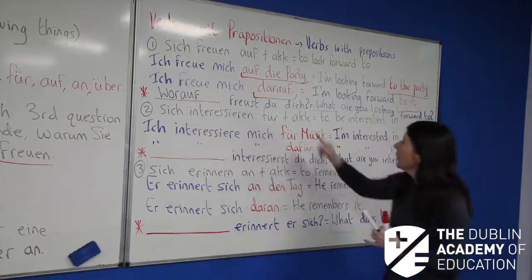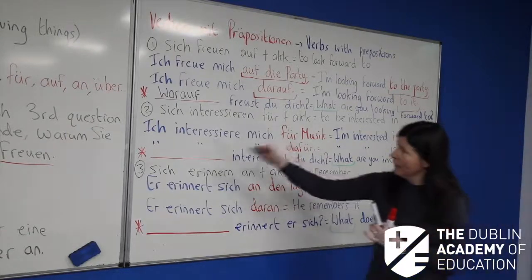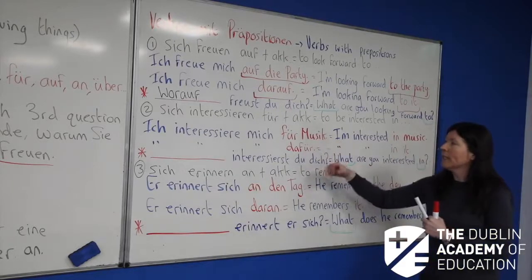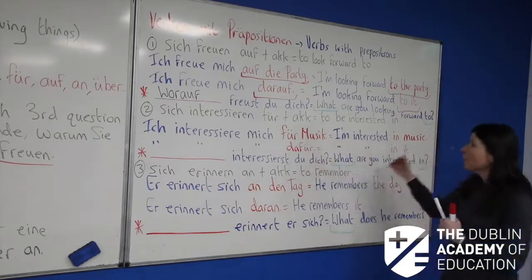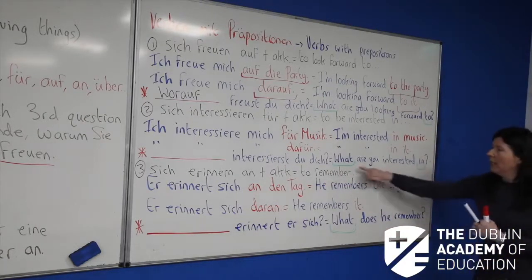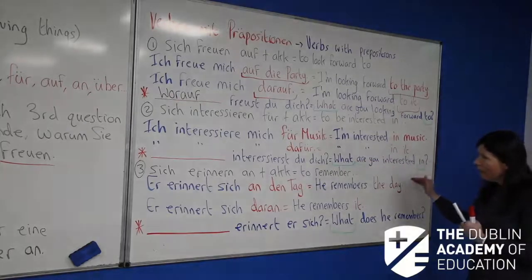Sich interessieren für, an Akkusativ. To be interested in. So again, we had that. Ich interessiere mich für Musik. I'm interested in music. Ich interessiere mich dafür. I'm interested in it. But what if I want to ask, what are you interested in? And note it's the what and the in.